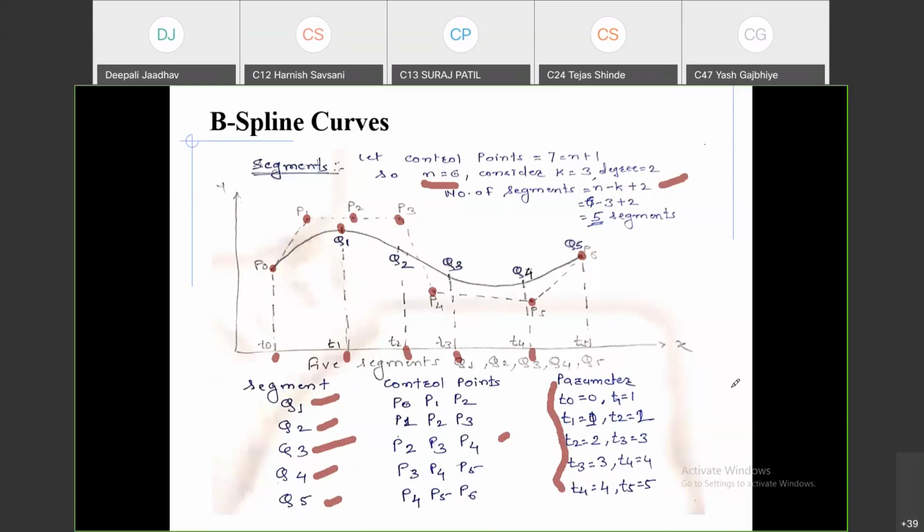The T values, or parameter values, are different. So we put these values in the equation to find the points on the Bezier curve, the position vectors on the Bezier curve. So this is about the segments. The curve is divided into a number of segments, and the number of segments depends upon the number of control points and the value of k.